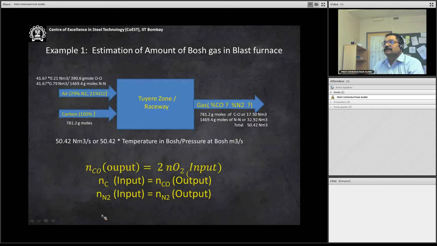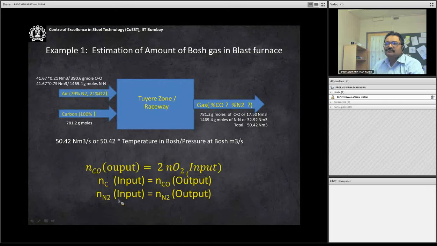So you can see that this is the material balance expressed in terms of moles. So what we have done, if you look at, is basically we said the number of moles of CO is twice the number of moles of O2. Number of moles of CO has to be equal to the number of moles of carbon, and number of moles of N2 has to be the same at the input and output. And now, once we add all these things, we know how much CO has been produced, how many gram moles of nitrogen. We can convert this back into normal meter cube.